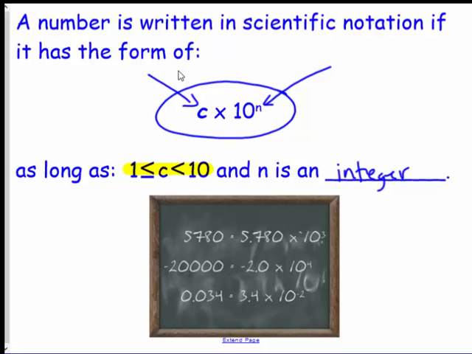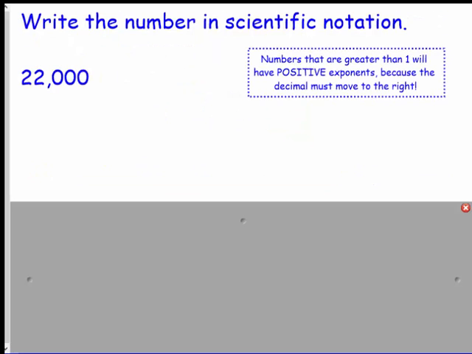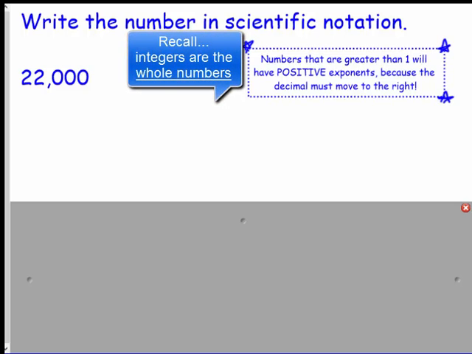So let's dive in and see if we can figure out how this scientific notation works. It says write the number in scientific notation, and I think the big thing you need to see on this set of notes is it says numbers that are greater than 1 will have positive exponents because the decimal must move to the right. That's what I just told you, but now it's in writing. It's something you could actually star or highlight.